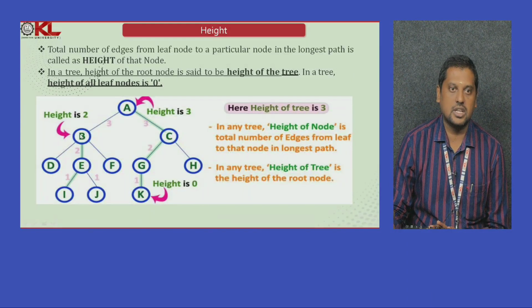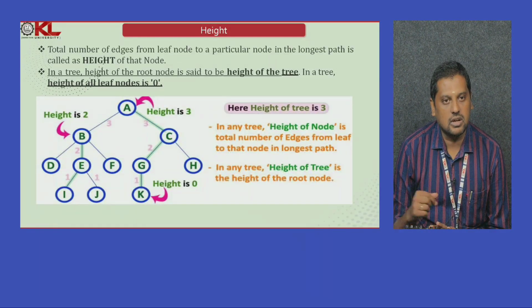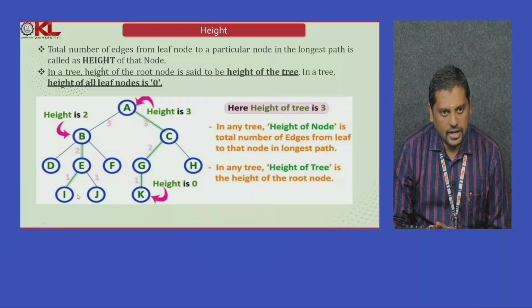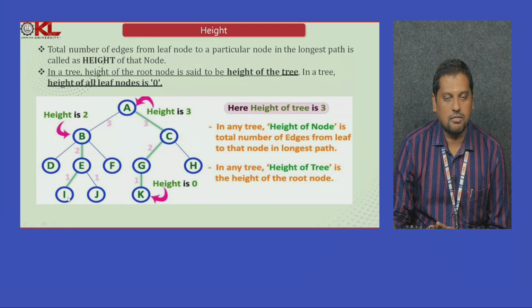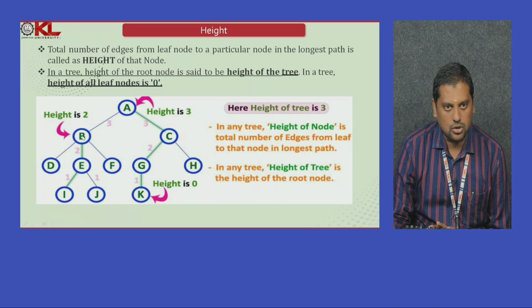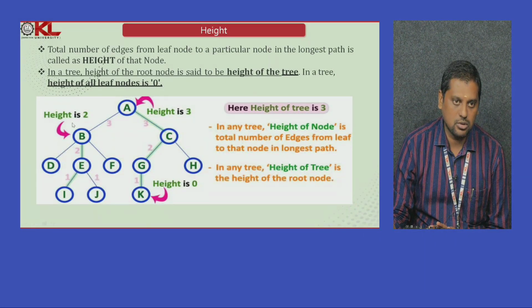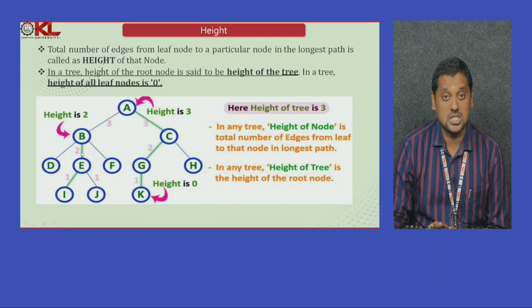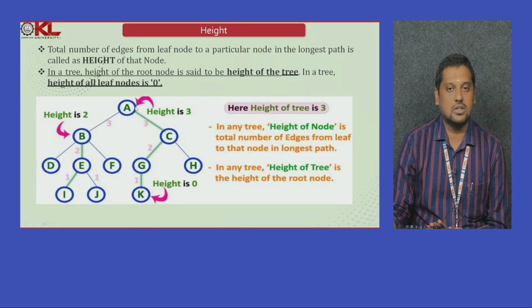So here I need to calculate the height of B. If I need to calculate the height of node value B, I need to go to the leaf node. From this leaf node till the particular node B, I need to calculate the total number of edges, that is, in the longest path. So totally 2 edges we have. In all possible ways you have to check, but see to it that we have to calculate only the longest path to calculate the height of a particular node. That is why in any tree, the height of the tree is the height of the root node. So if we need to calculate the height of the tree, we have to calculate the height of the root node.